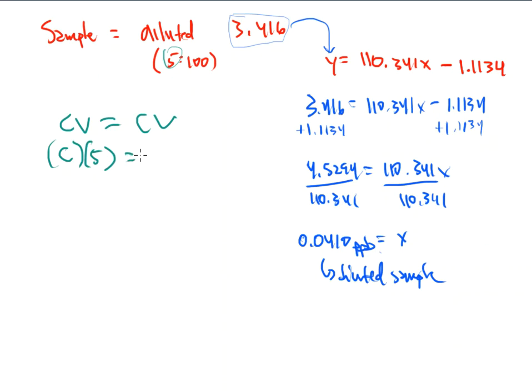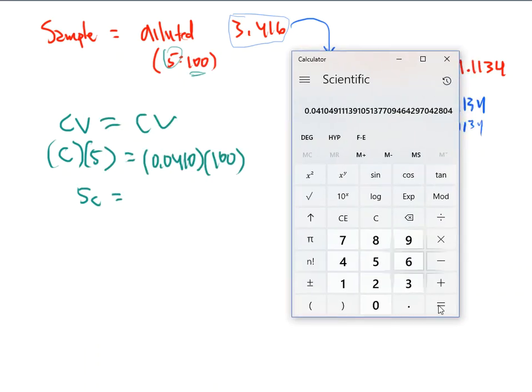Okay, well, what was the concentration that you ended up with? Well, this standard calibration curve just told me 0.0410. And what was the volume that you ended up making when you ran it? Well, this tells me it went from a 5 mil and we diluted it to 100 mils in total. There you go. So 5 times C is 5C equals 0.0410. We're going to multiply by 100, and I get 4.105. Right? Let's just round it off. 4.105.